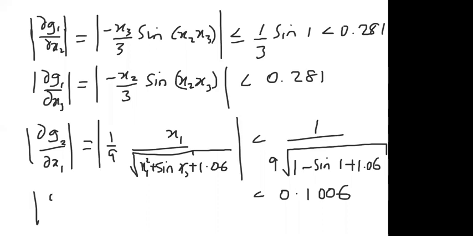So let's continue and look at the partial derivative of G2 with respect to X2. Okay, so with respect to X2, what are we going to get? This will just be equal to 0 again. Okay, so let's move on to the next value, partial of G2 with respect to X3.